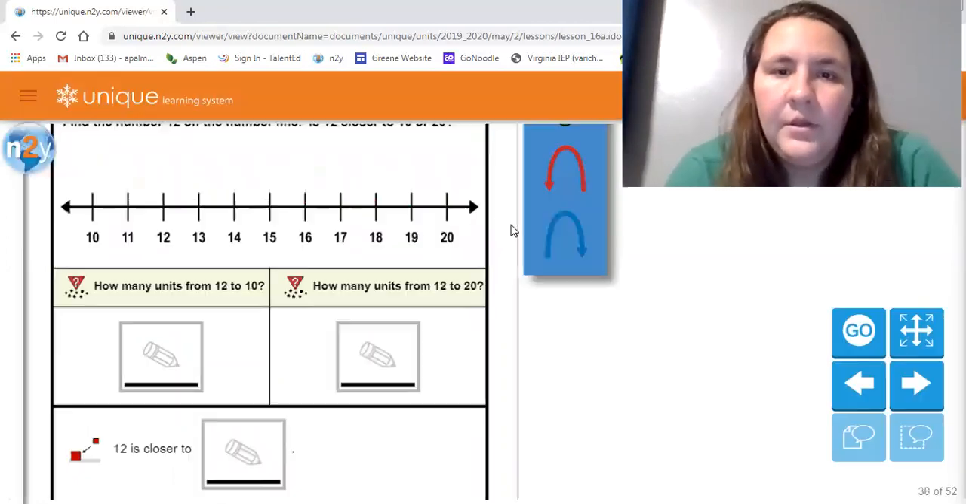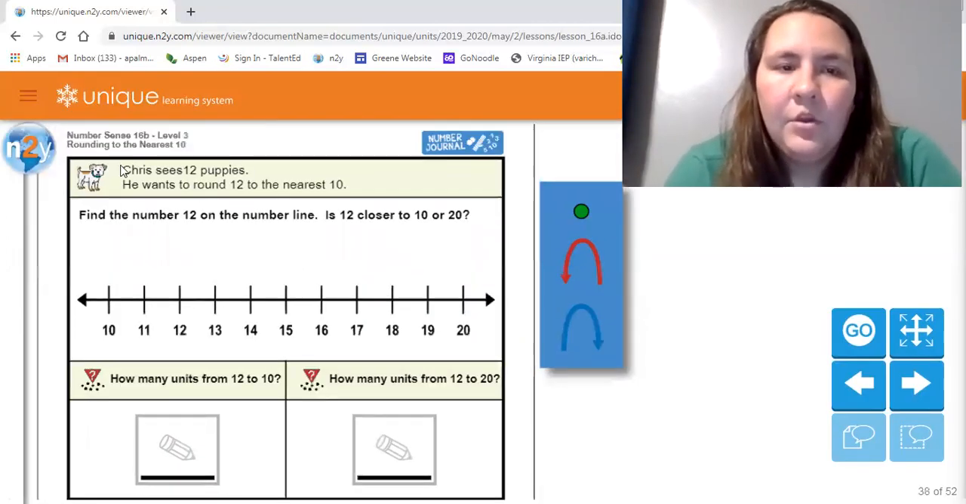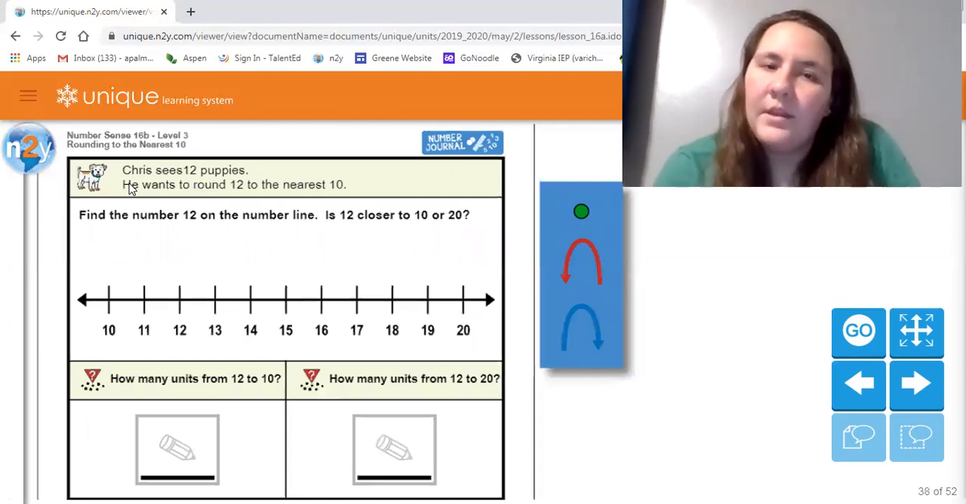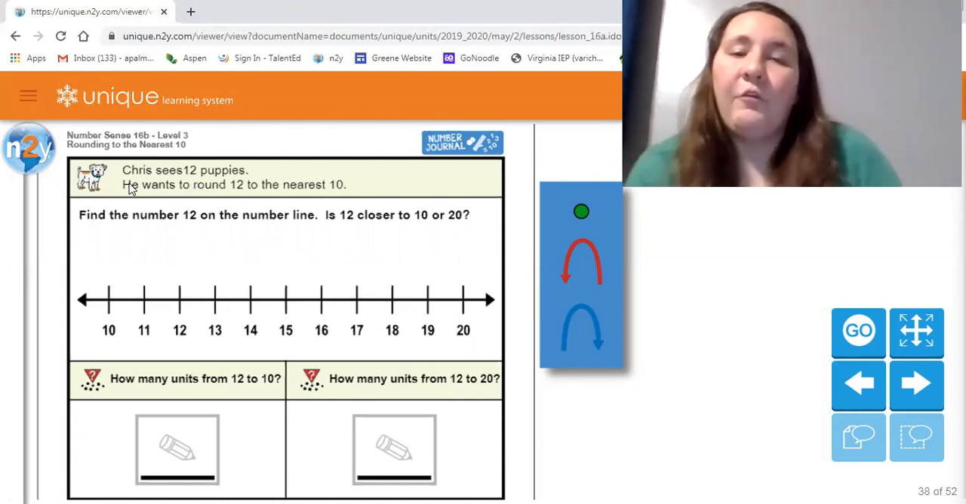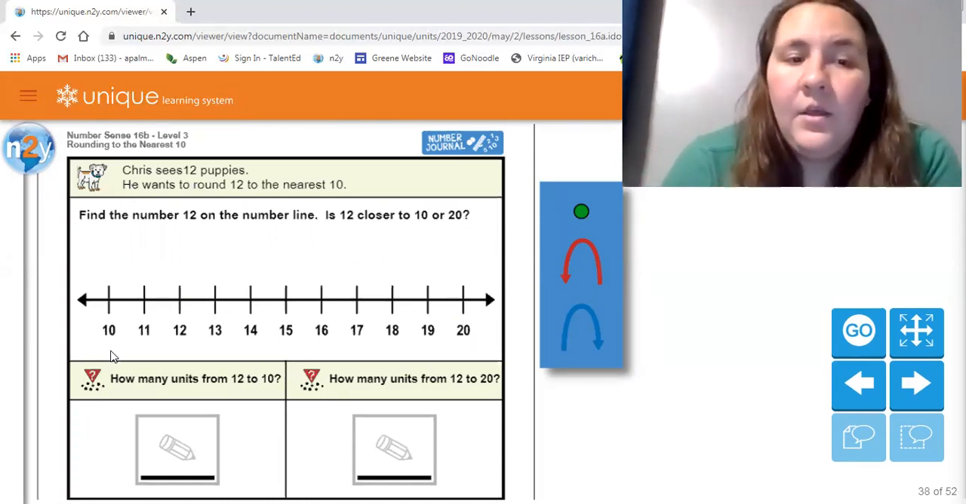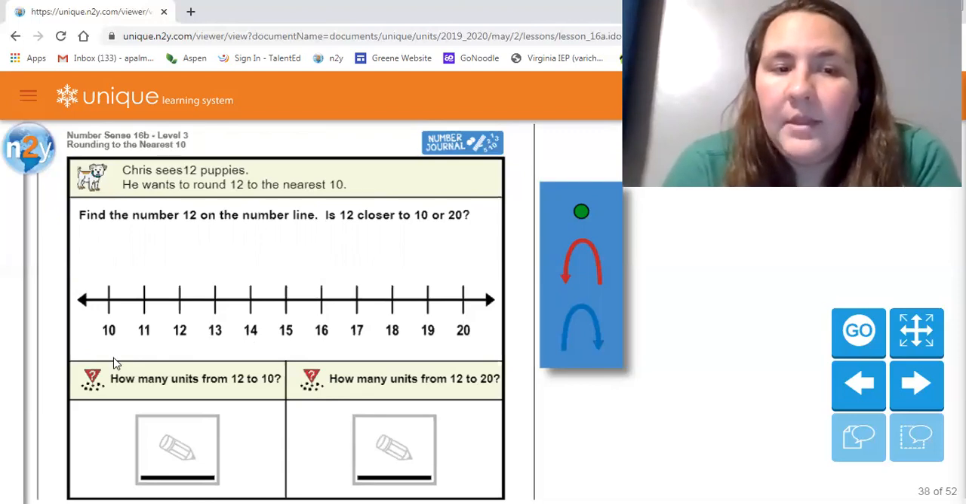Okay. So here we are. Chris sees 12 puppies. He wants to round 12 to the nearest 10. So first thing we do is find the number on our number line. So with your finger, look at my number line here and touch the number 12.